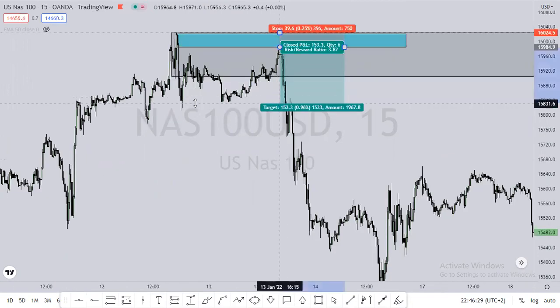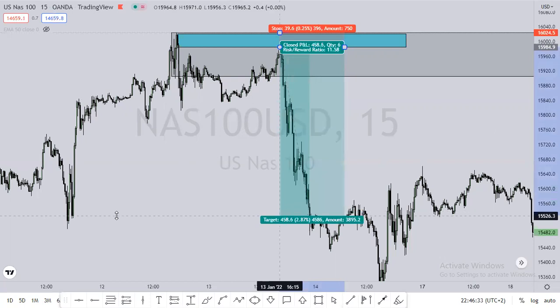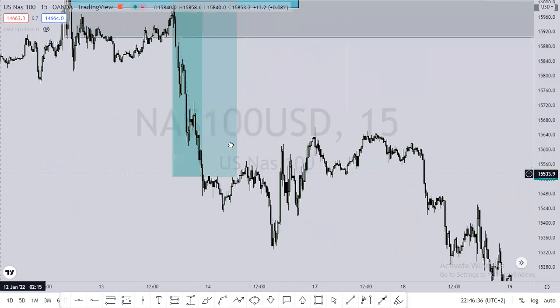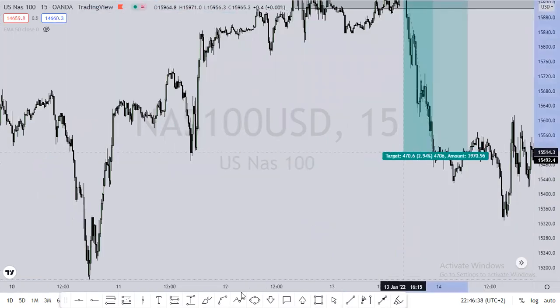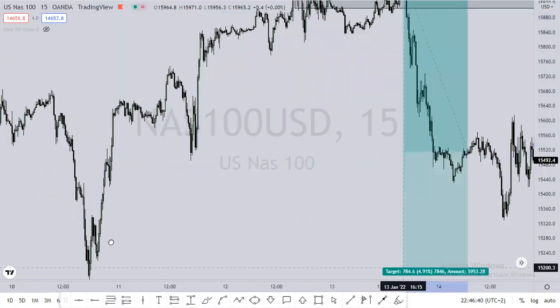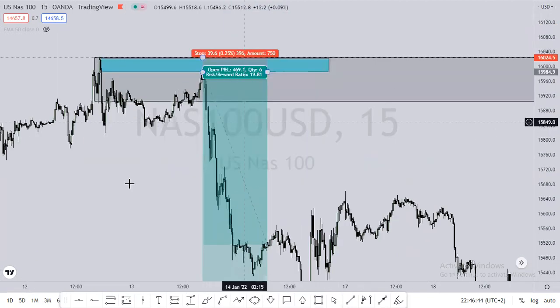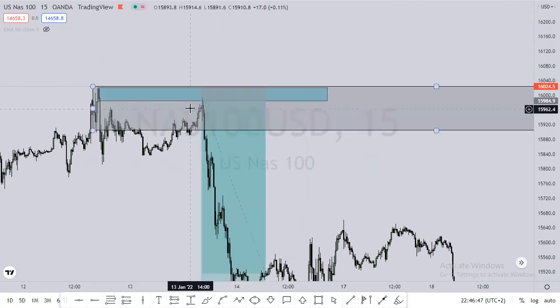Would have taken 130 pips easy, 450 pips easy, or eventually you're looking for up to an 800 pip move, really depending on you and how long you're willing to hold. So now, exactly how you'd hold this.